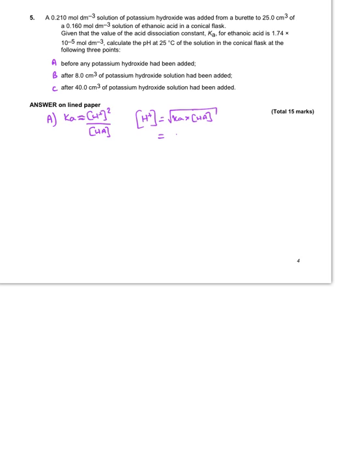So in this case, Ka is 1.74 times 10 to the minus 5, and the concentration of the acid is 0.160. So the answer to that would be 1.67 times 10 to the minus 3. So its pH would be 2.78. Again, remembering pH to be to 2 decimal places.